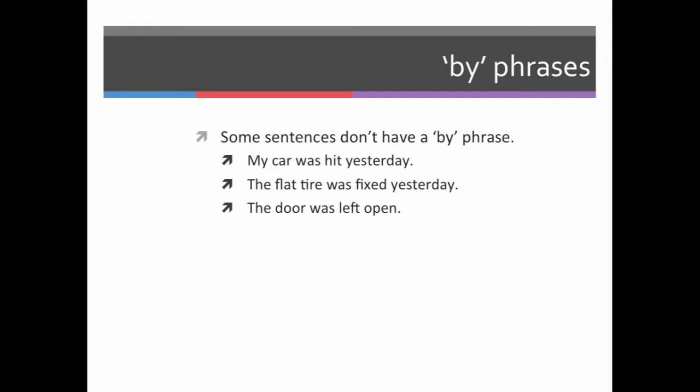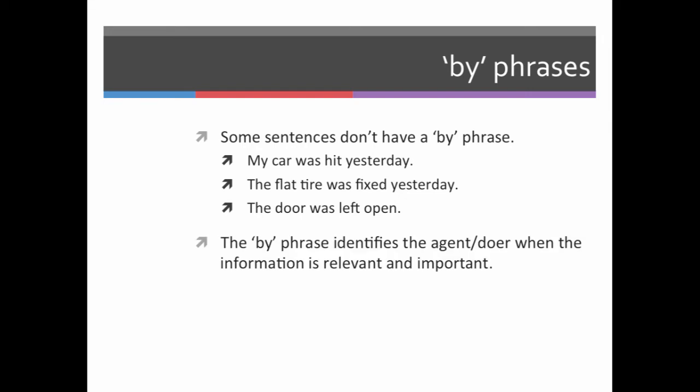In the second one, the flat tire was fixed yesterday. So we don't know who fixed the tire, right? The flat tire was fixed by the mechanic yesterday. So again, that's passive. We have the be verb was plus the participle fixed. In the third example, we have the door was left open. Again, who left the door open? We don't know. So yes, this is passive again because we have a be verb plus a participle. So again, the by phrase, when you add that to the passive, tells you who did the action.